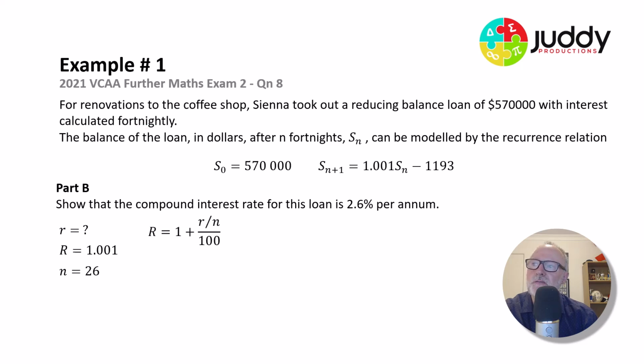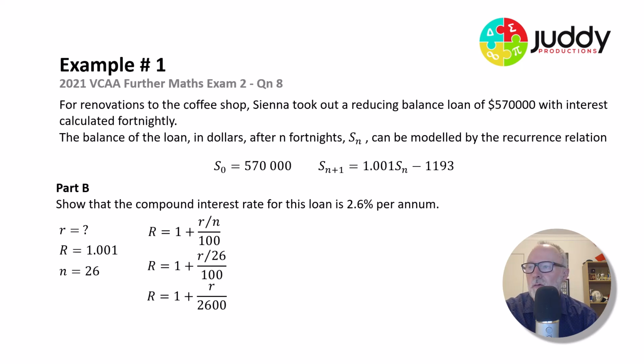So the multiplication factor is equal to 1 plus the annual rate divided by the number of terms in the year, divided by 100. In this case, we're dividing by 26 because there are 26 payments in a year, which can be simplified to the multiplication factor equals 1 plus the rate over 2600.